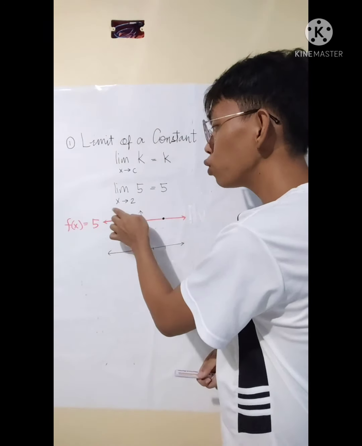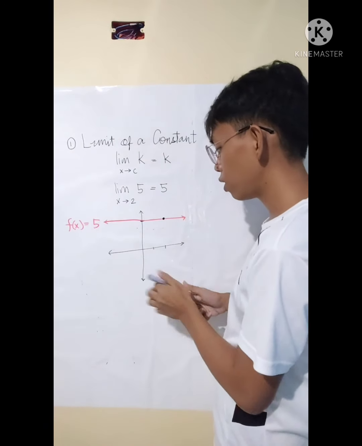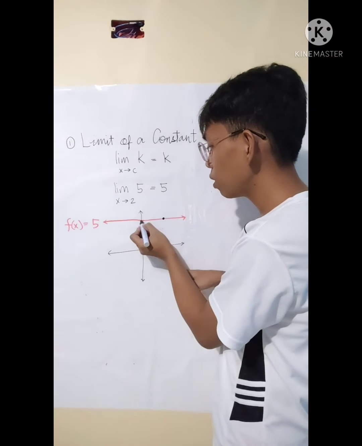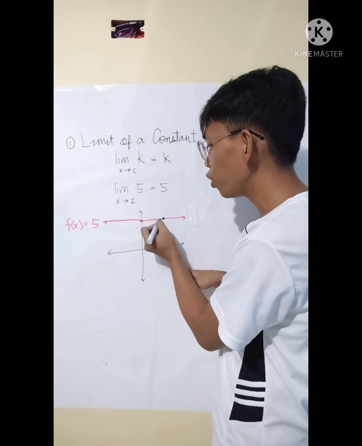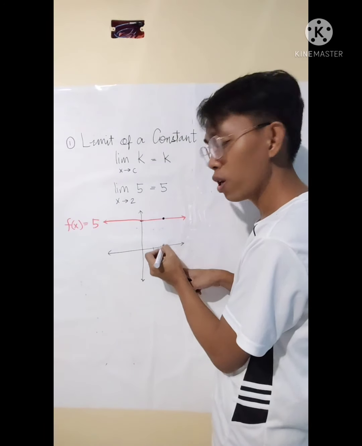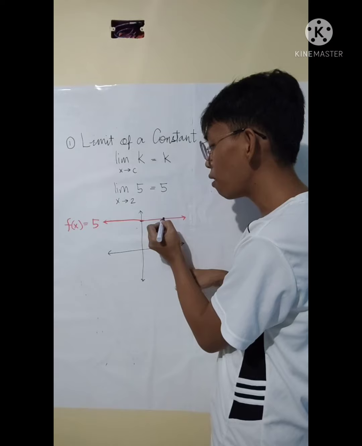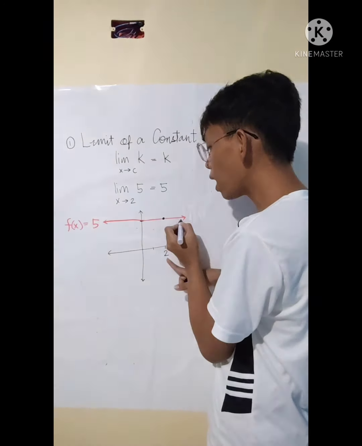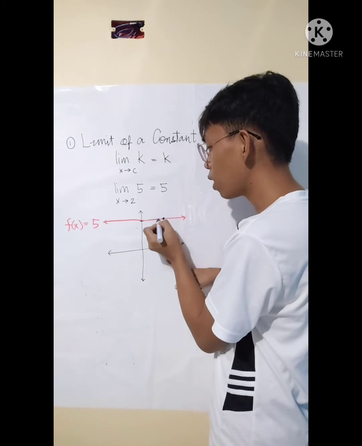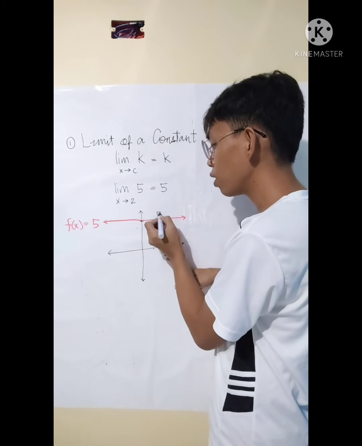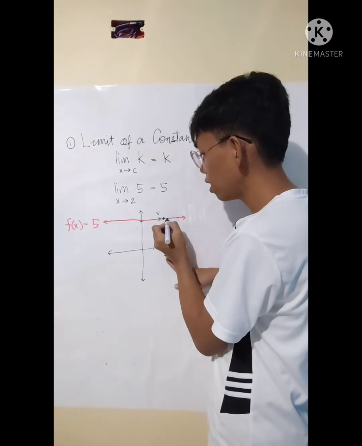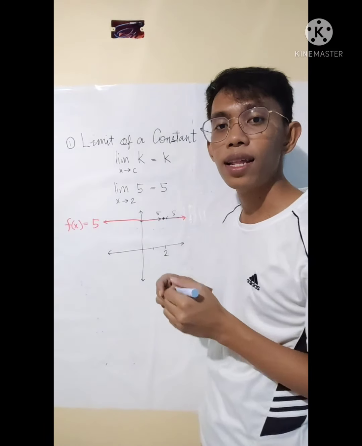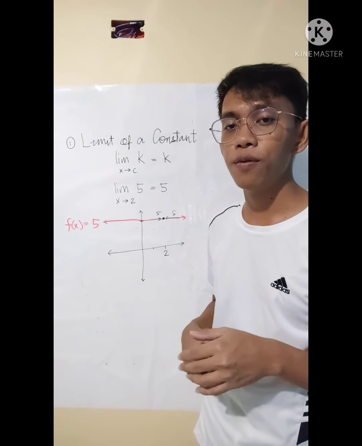So, as x approaches 2, so we have here 2. Kung manggagaling man tayo sa left, papunta dito sa point kung saan ang x ay 2, ang pupuntahan natin na value ng function is 5. Kung manggagaling naman tayo sa right, the answer is also 5. Iisa ang pinupuntahan natin. At palaging 5.